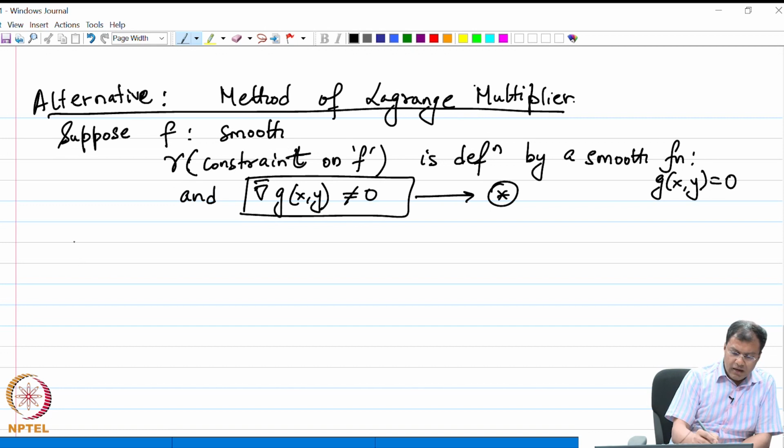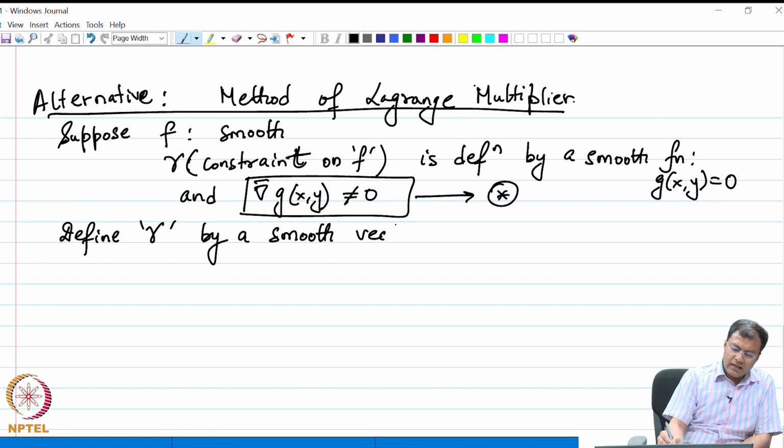So, let me also further define gamma by a smooth vector.